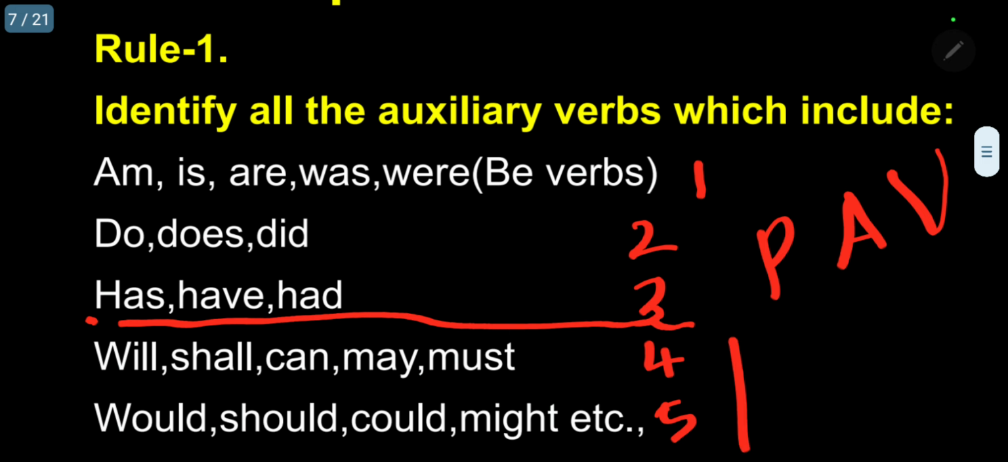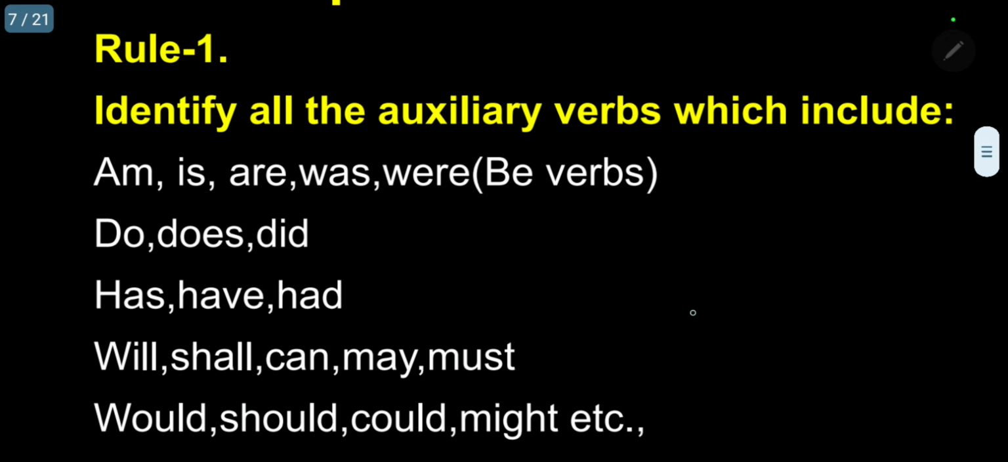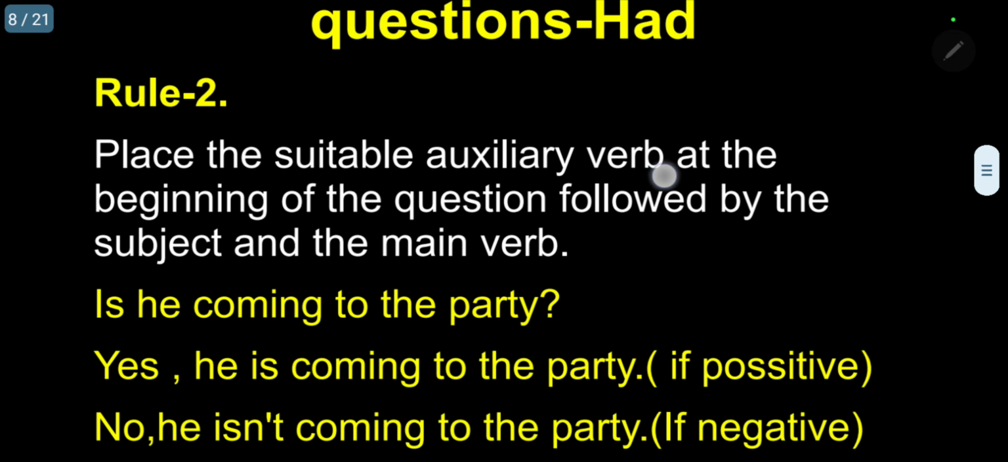Whereas 4 and 5 are called secondary auxiliary verbs or modal verbs. And these verbs will not act as a main verb. They will only act as an auxiliary verb. This is a very, very important rule. So you must memorize the rule. The 5 types of auxiliary verbs you have to memorize. Rule 2.